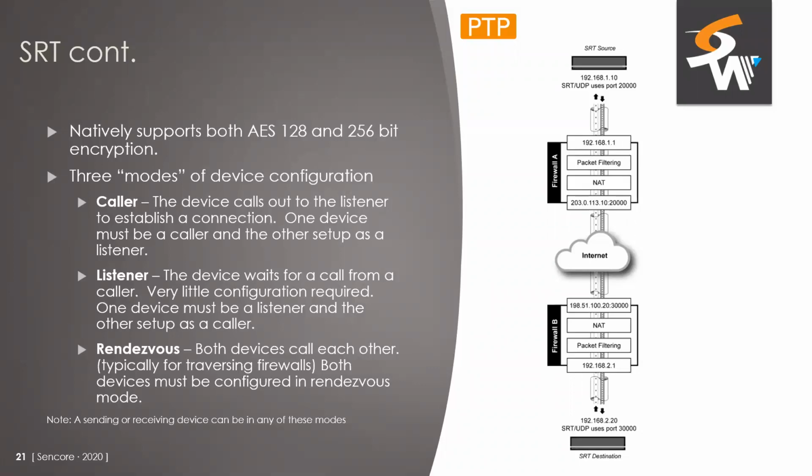I put a note at the bottom there, which is something that kind of messed with my mind for a while. It is an important piece to differentiate, is that any device, whether it's sending or receiving, can be any of these modes. So it's kind of intuitive that you would think that a caller is always your sending device and a listener is always your receiving device, but that's not necessarily the case. Either one can be either one. And like I said, when you first think about it, you're like, that doesn't make any sense. But as you understand more about how it's traversing the firewalls and how it's setting up this connection, it makes more sense why that is the case. But again, important piece to remember there.